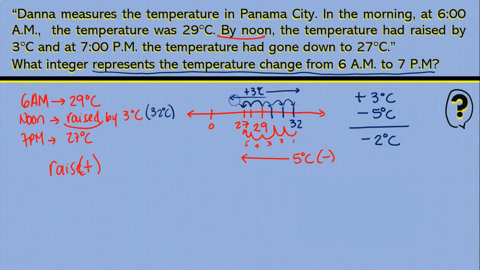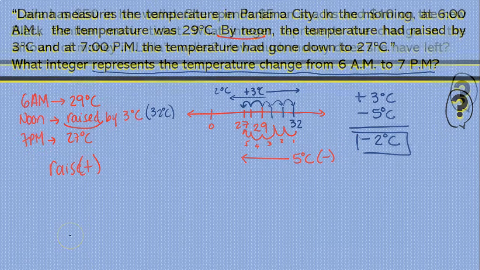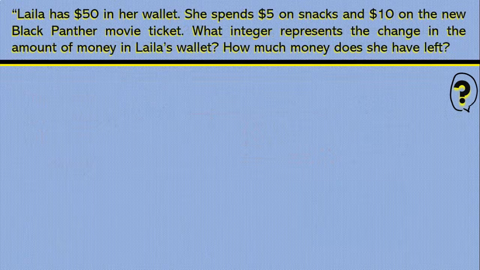So as we can see, we can use the number line in order to solve this problem. Or we can also just subtract the two changes and we're going to get our result. So minus 2 degrees Celsius, or 2 degrees Celsius to the left, is going to be the integer that represents that change. So the next problem says, Laila has $50 in her wallet. She spends $5 on snacks and $10 on the new Black Panther movie ticket. What integer represents the change in the amount of money Laila has in her wallet?